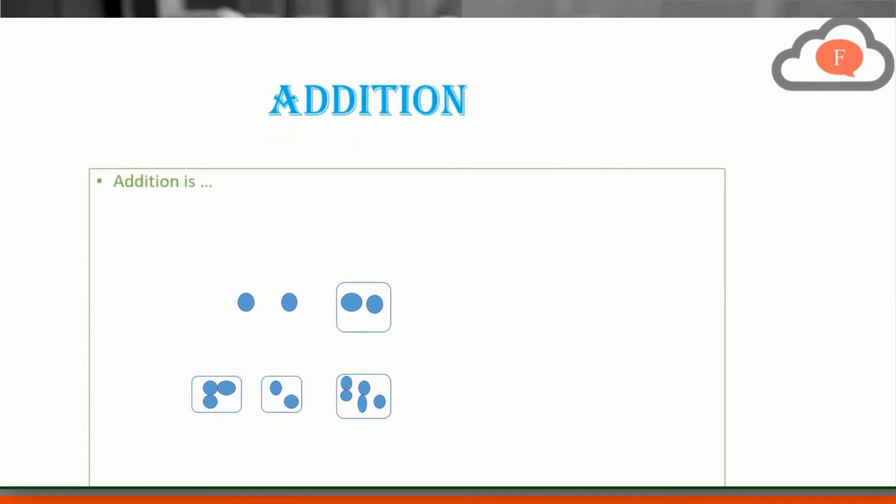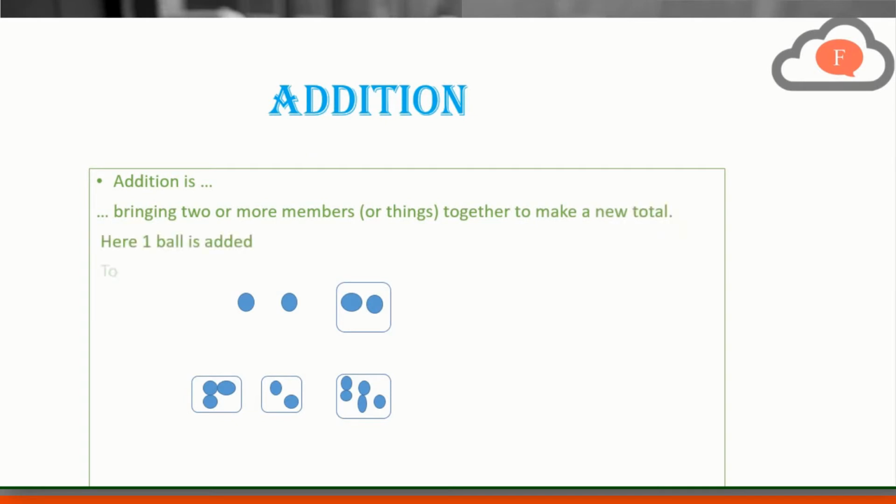Addition is bringing two or more numbers or things together to make a new total. Here one ball is added to one ball to make two balls. And in words, it is 1 plus 1 equals 2. 3 plus 2 is equal to 5. You can see it in pictures as well.